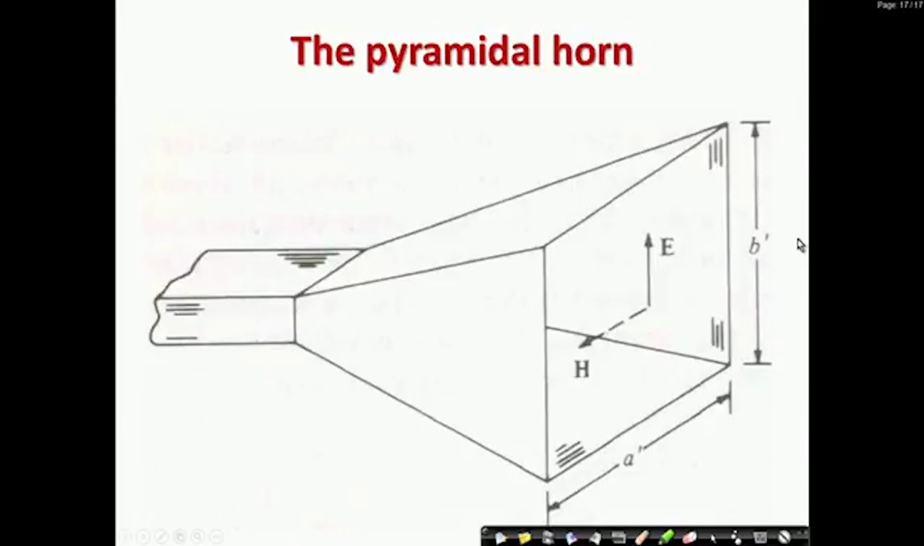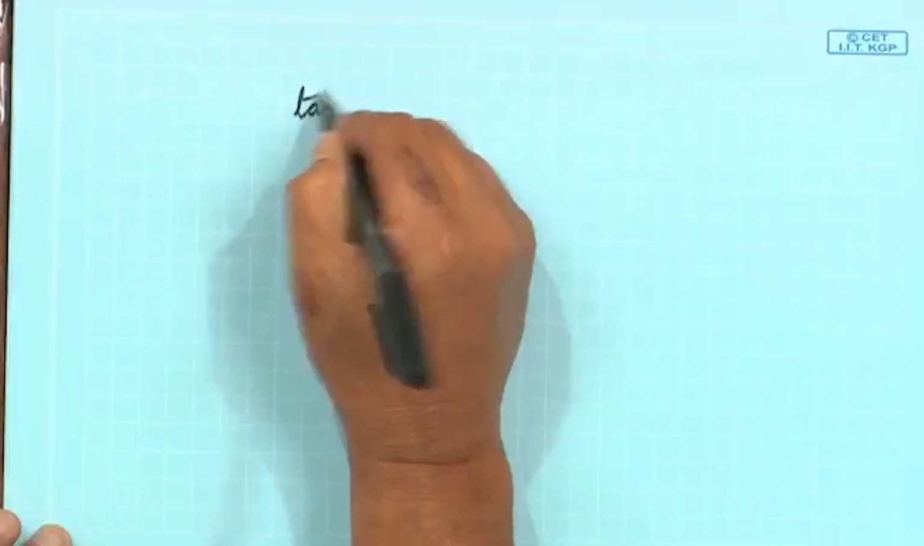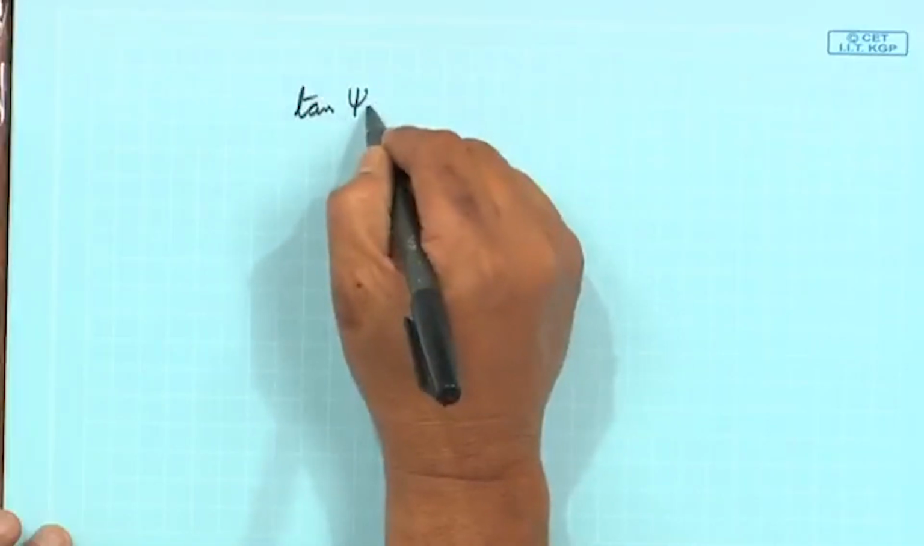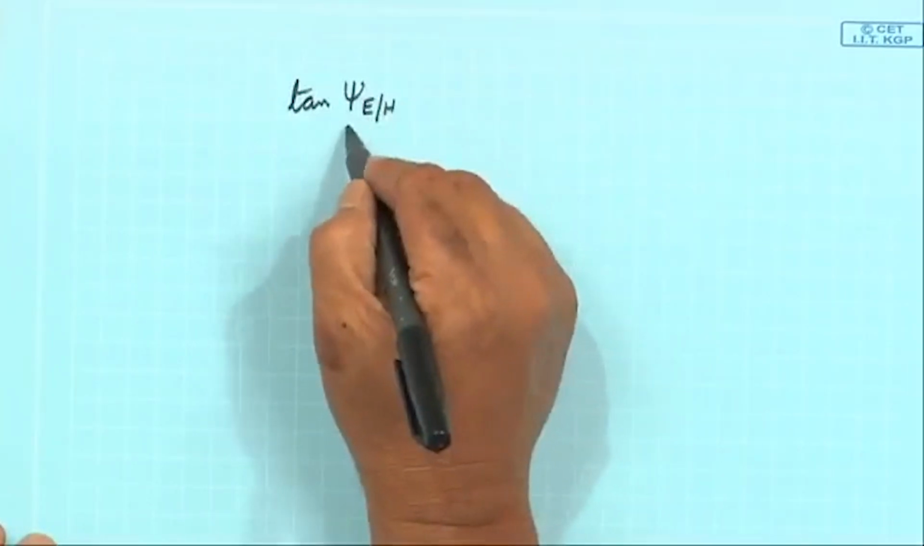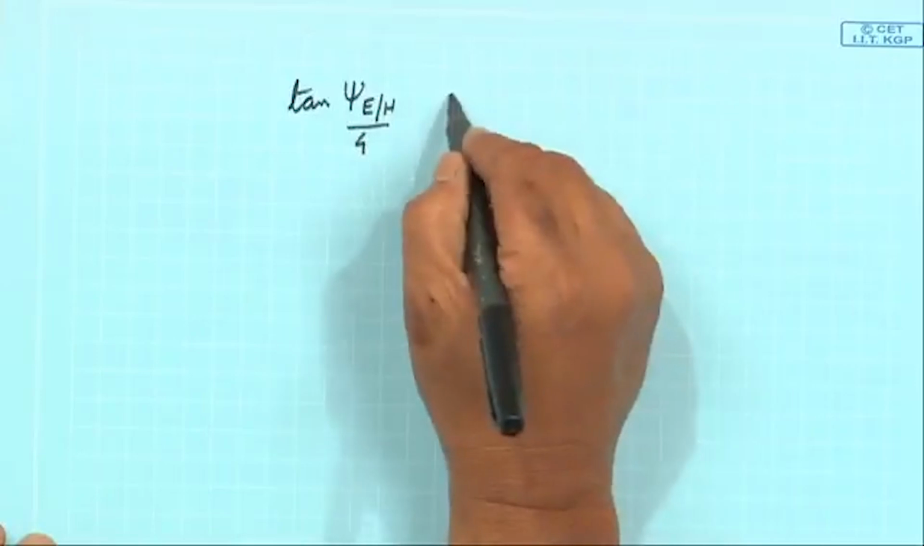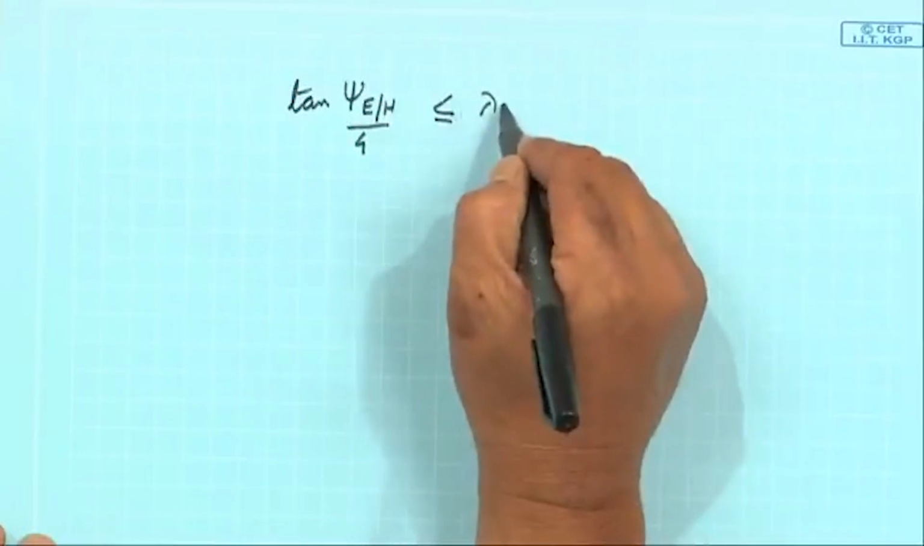Now, in order to have a negligible phase error, the flare angle in both planes should satisfy the phase error condition, that tan psi E or H, I am writing. So, all these have to be satisfied together.